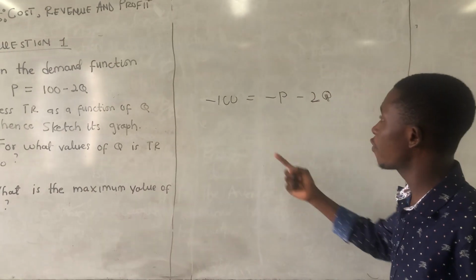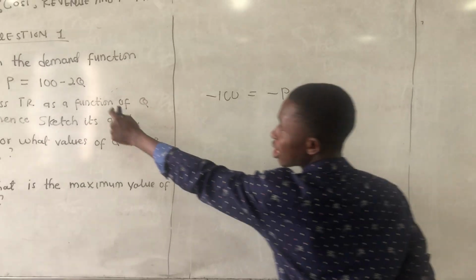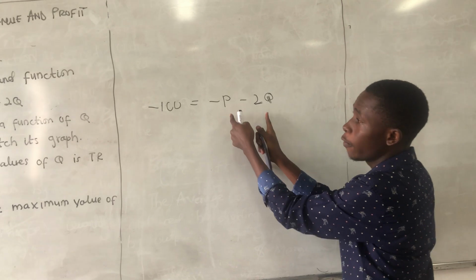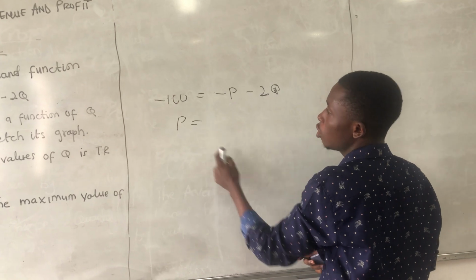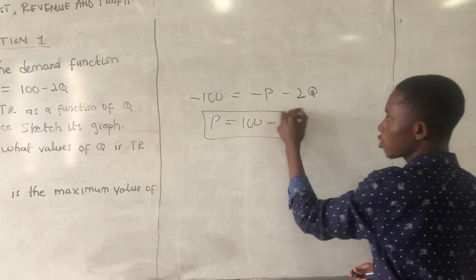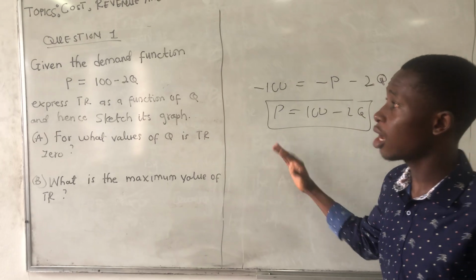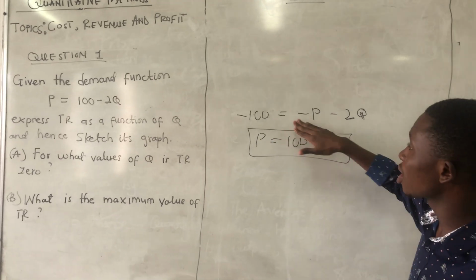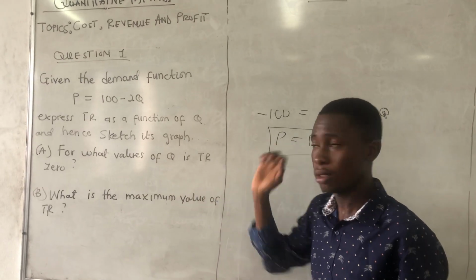Now, if it's given to you in this format, we are supposed to rearrange it into a price function, like what was given to us in this question. Let's assume we're given this. Negative P becomes positive P, negative 100 becomes positive 100, and we have minus 2Q here. So just take note: always check what the question demands before you start. If it's not expressed in the price format, you are supposed to do it. But with this particular question, it was given to us straightforward, so we just use it. Now let's start the question.